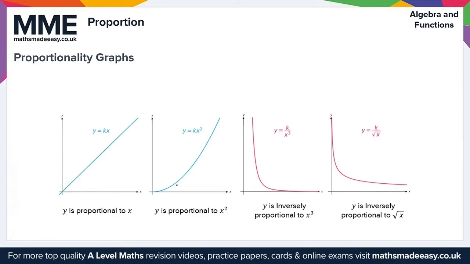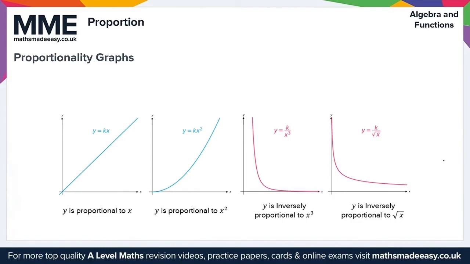Okay? And we can see the same idea here when y is proportional to x squared. Notice as x increases here, y also increases. And again, notice this is of the form y equals kx squared here, and this is a quadratic, and we have that quadratic shape here for positive x values.